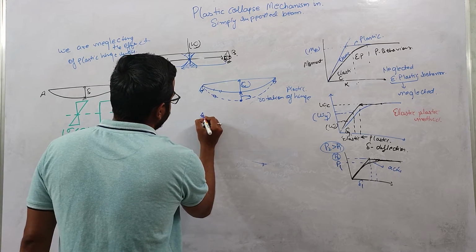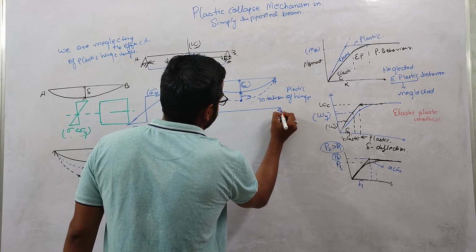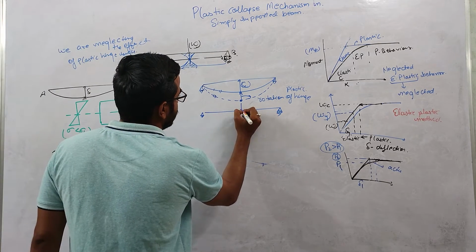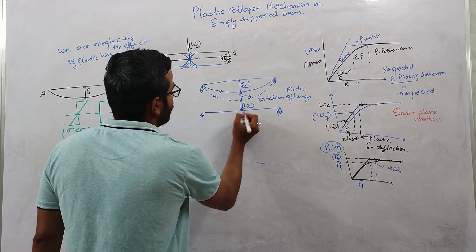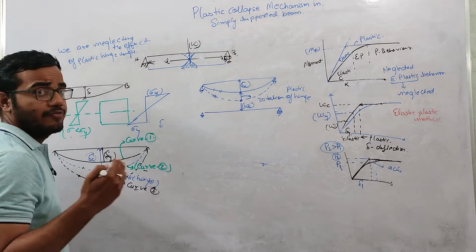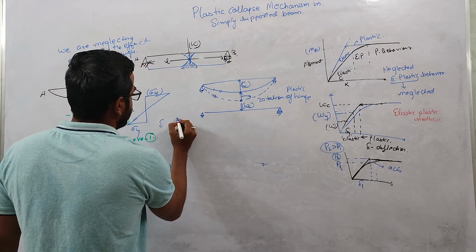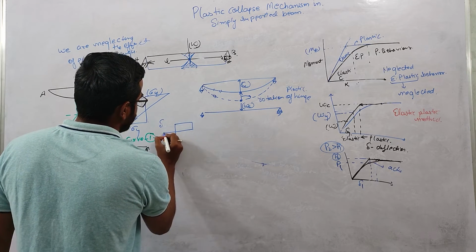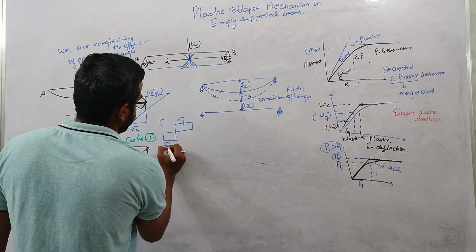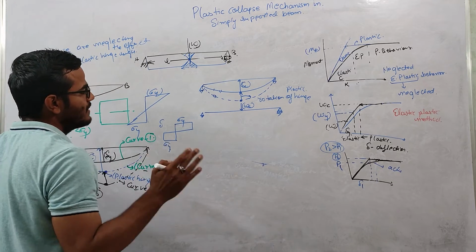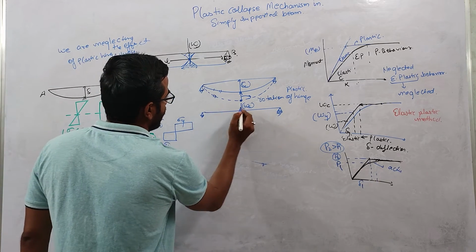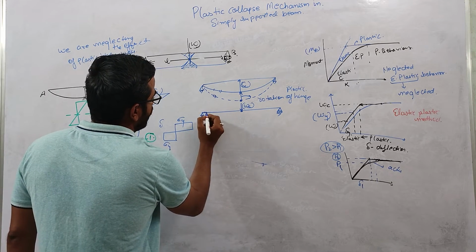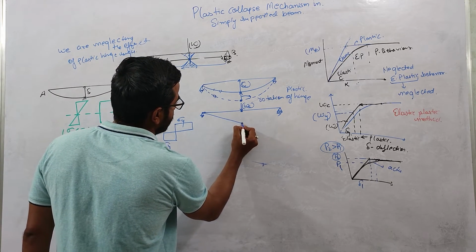Okay, so if we just think about the plastic collapse, when this load is WC over here, and the fibers in the cross section at this location reach this point, this is sigma y, this is sigma y. When this happens, there is a formation of the plastic hinge at this point. Okay, and the plastic collapse mechanism will look like this.